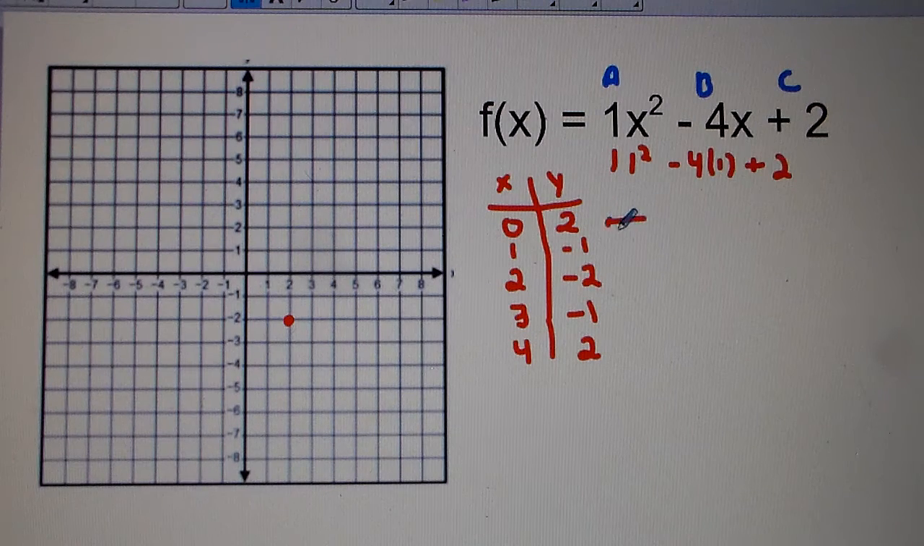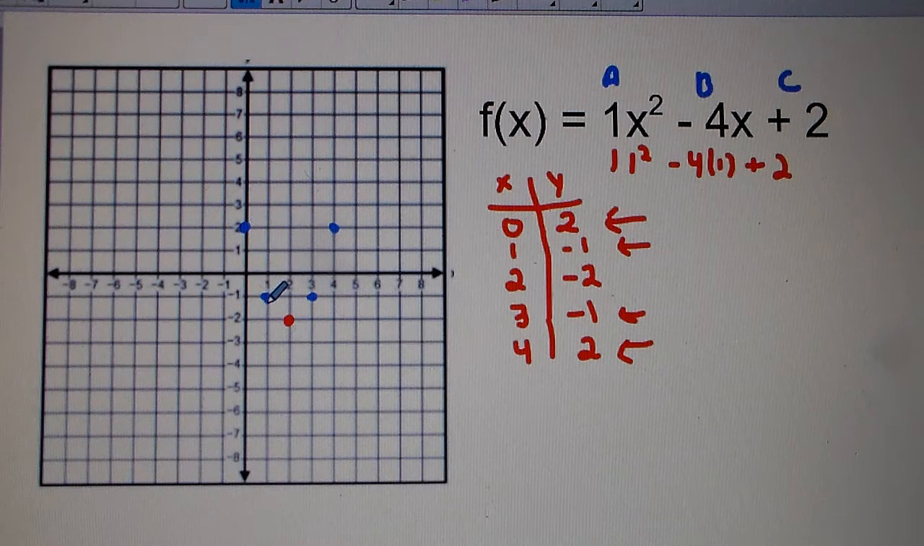These other ones are the other coordinates we need to plot onto our graph. So 0, 2: the y-intercept is 2. So 0, 2. 1 to the right, 1 down is the 1, negative 1. We already plotted our vertex. 3 to the right, down 1. And then 4 to the right, up 2.